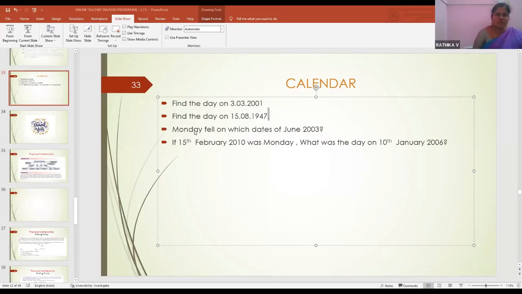There are some more questions, like on which dates did Monday fall in June 2003. Same concept only. We have to calculate how many Mondays in the June month. And at the next level: 15th February 2010 was Monday, then what was the day on 10th January 2006? The same calculation only, with little changes. Monday fell on which dates is a very simple question.